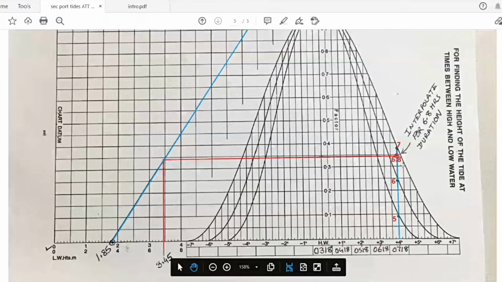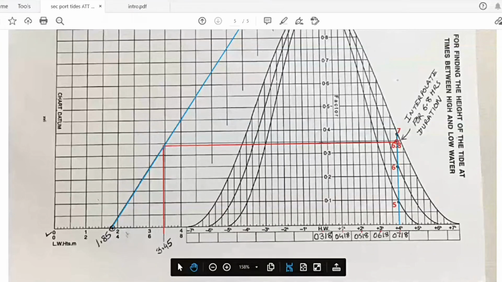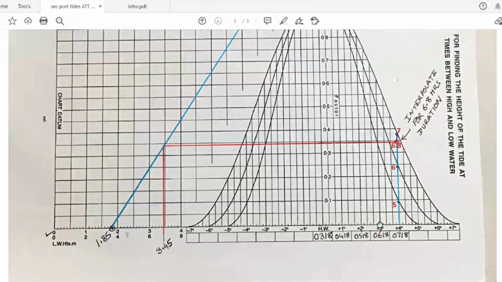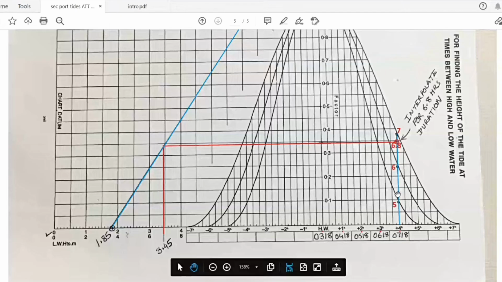And for the time, remember, 318 means this middle dot, 418 means this middle dot showing plus 1 hour, and 518 means this middle dot showing plus 2 hours. So the 518 line will be this one, the 618 line will be this one, and the 718 line will be approximately the blue one.